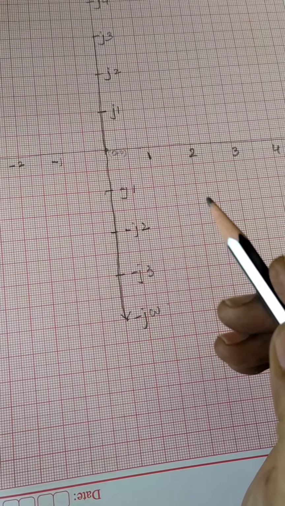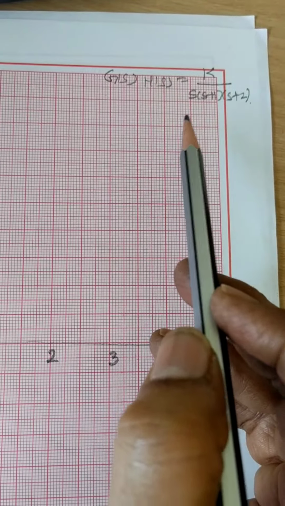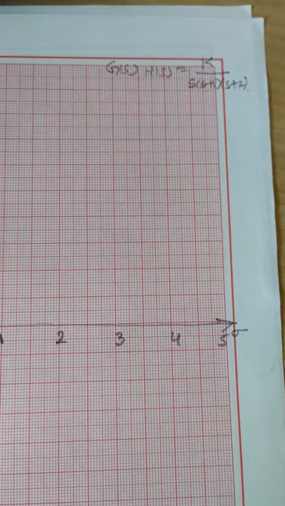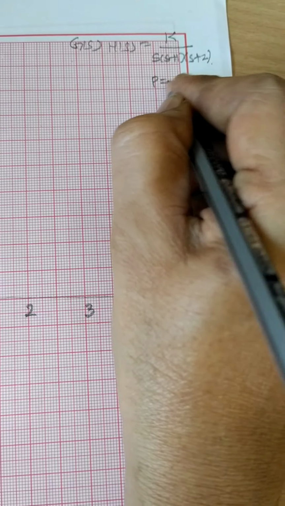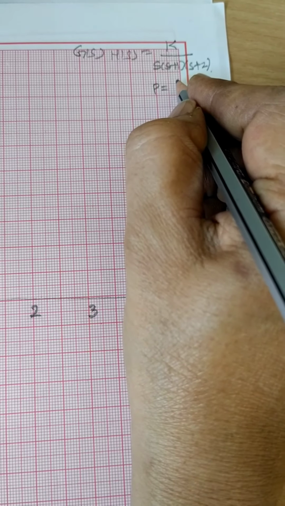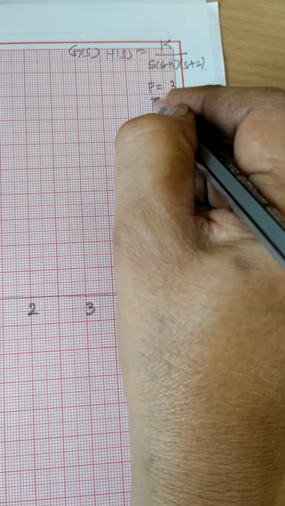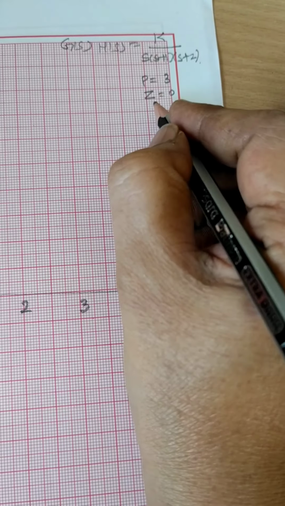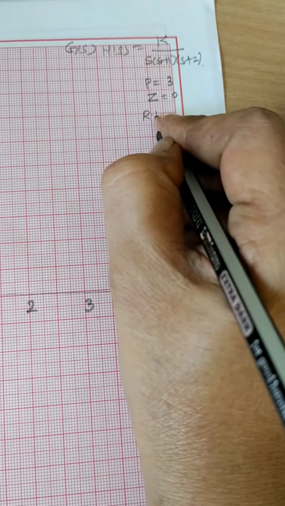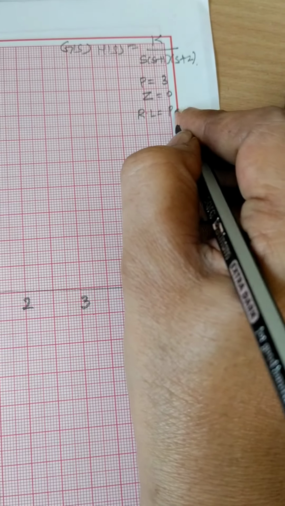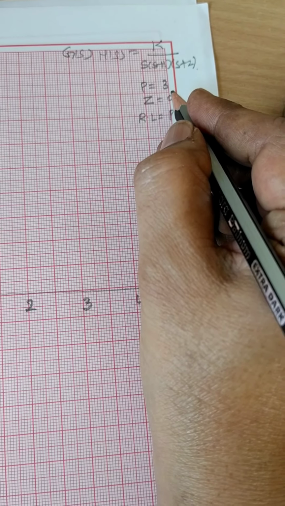Now first of all, I will have to locate the poles and zeros. These are the poles. So how many poles are there for this? The number of poles P is equal to 3: 1, 2, and then 3. And the number of zeros, there are no zeros, it is equal to 0. So the number of root loci will be equal to P, that is equal to 3. Okay, yesterday I have explained all these things.